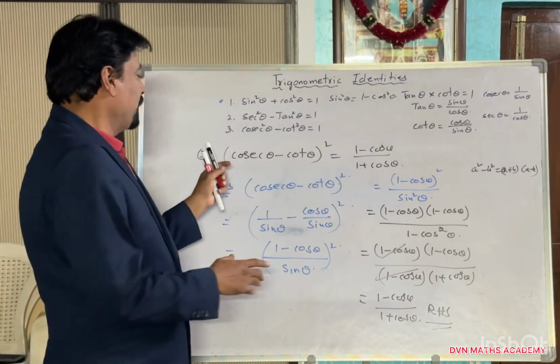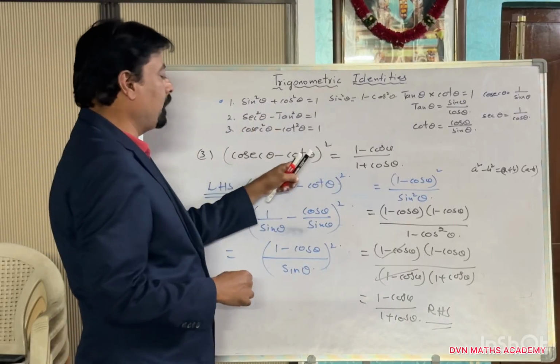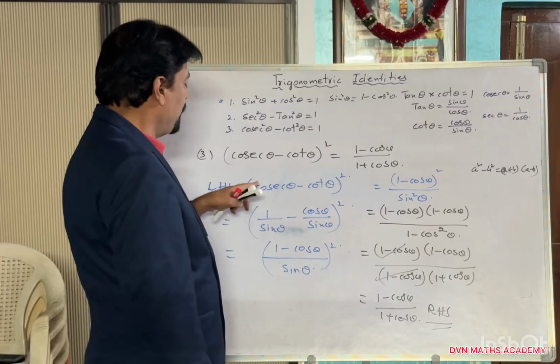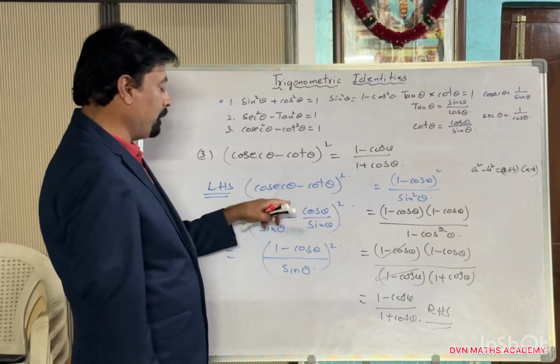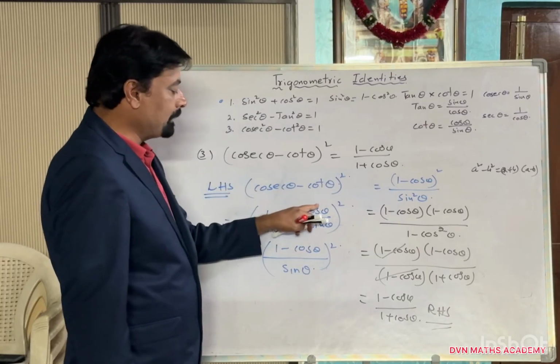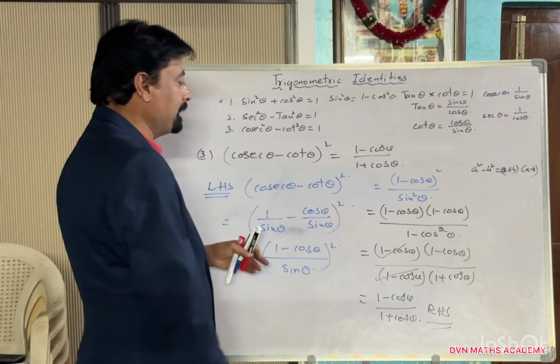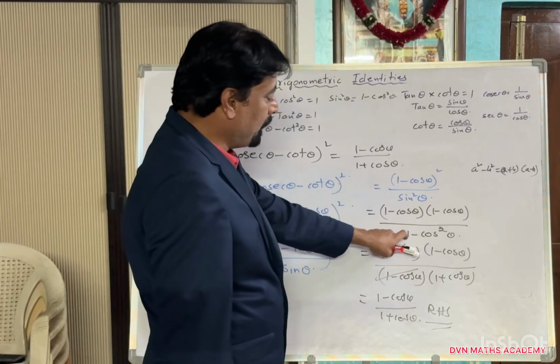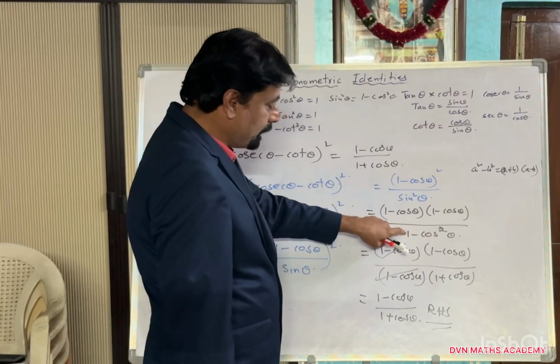So just if you observe the LHS, cosecant and cot are there. Just that, cosecant and cot I converted into sin and cos terms, because cosec is 1 by sine and cot is cos by sine. After taking the LCM, here apply sin square theta is 1 minus cos square theta. You need to concentrate on this.